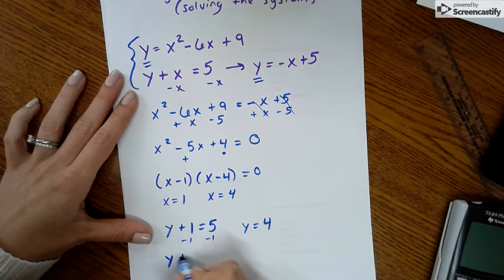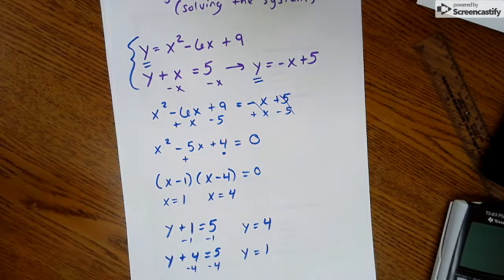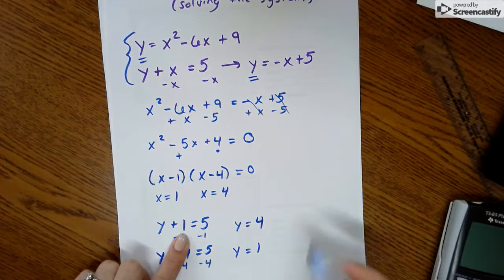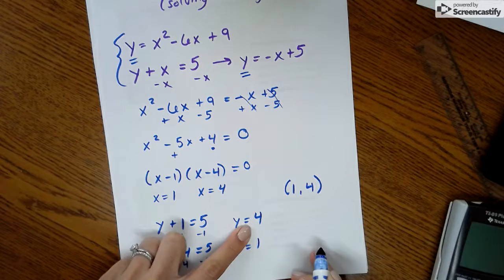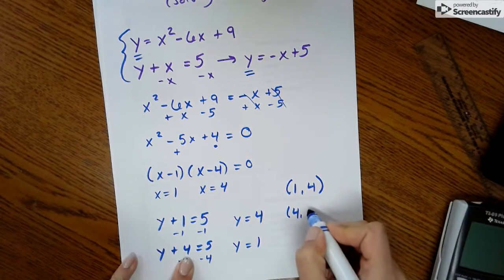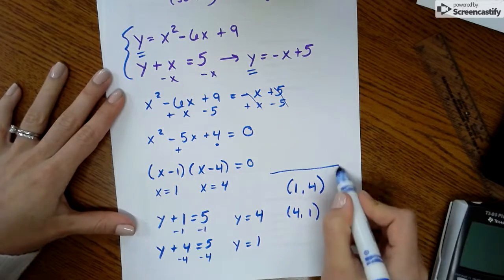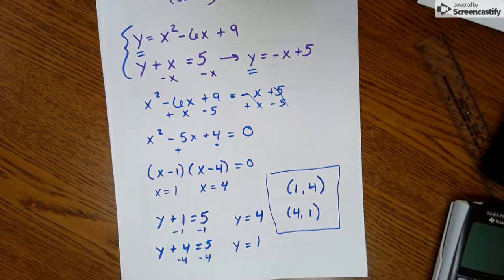So that would be y plus 4 equals 5. Subtract 4 from both sides, and I get y equals 1. Now your answer should be an ordered pair because we're finding intersection points. So for an x value of 1, I get a y value of 4. And for an x value of 4, I get a y value of 1. So these two graphs, if we were to graph these on the same plane, they would be intersecting at those 2 points.